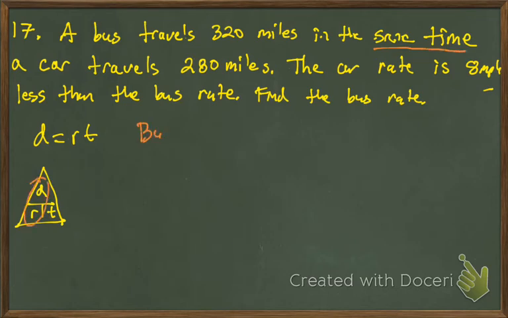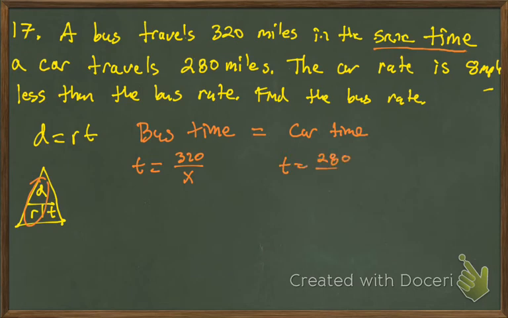That's the key to this problem, is they say the same time. So that means the bus time and the car time are going to be the same. So the bus time is going to be its distance, which is 320, over its speed, and we can call it speed x or r or whatever. And then the car time is going to be its distance, which is 280, over its speed. And if we say 8 minus x, that's going to say 8 miles less than the bus, so that's not what we want. We want the bus speed and then 8 less from that, so we want to say x minus 8.